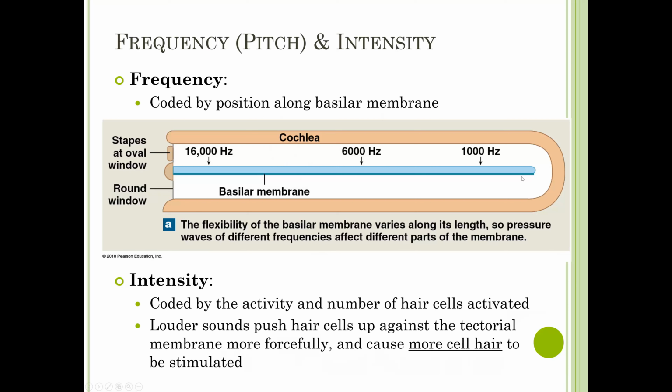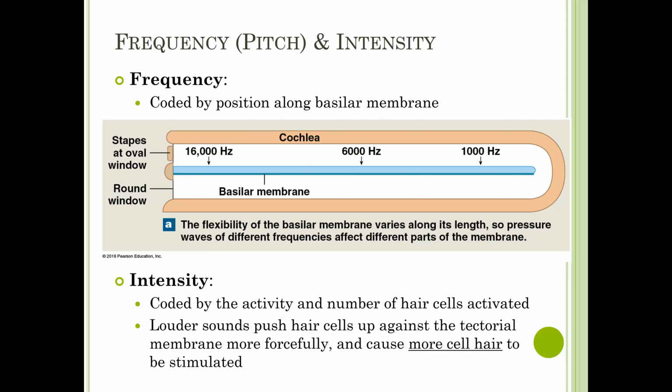The intensity of a sound is coded by the activity and the number of hair cells activated. So a really loud sound is going to make that basilar membrane bounce more forcefully and push the hair cells up against the tectorial membrane more forcefully. That'll cause more ion channels to open, and it'll give you a larger depolarization and a greater signal.